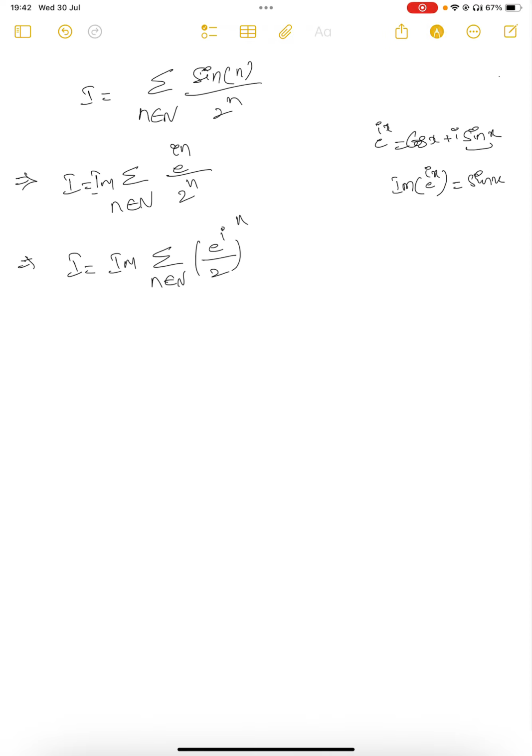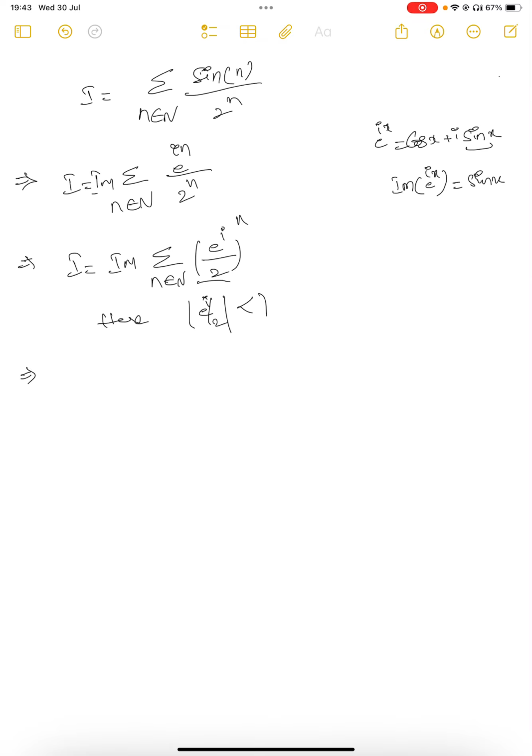Before expanding these terms, let's look at e power i by 2. The modulus of e power i is 1, and mod by 2 is 0.5, which is less than 1. Then we can use the infinite summation formula.